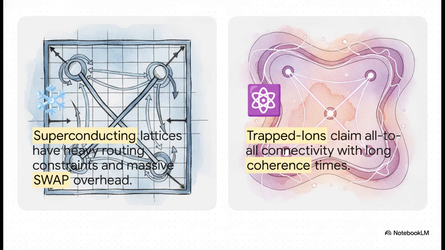However, trapped ion systems like the ones from IonQ or Quantinuum use lasers to interact with ions held in a trap. Because these ions can interact globally, these systems boast incredibly long coherence times and make claims of all-to-all or fully connected topologies. For a developer, this is a real game changer. You don't have to suffer that heavy swap penalty just to entangle distant qubits.